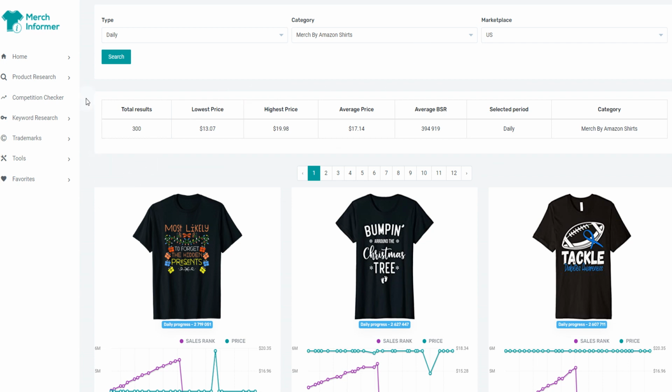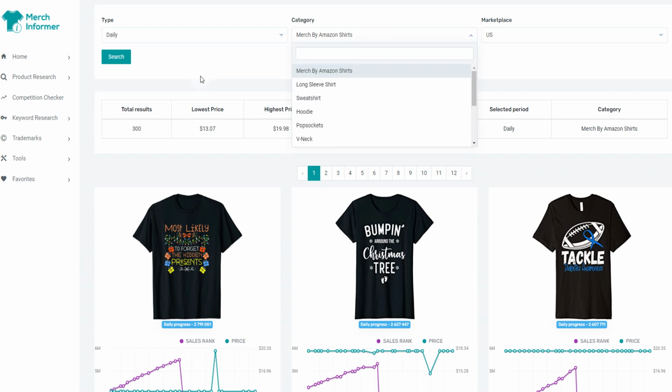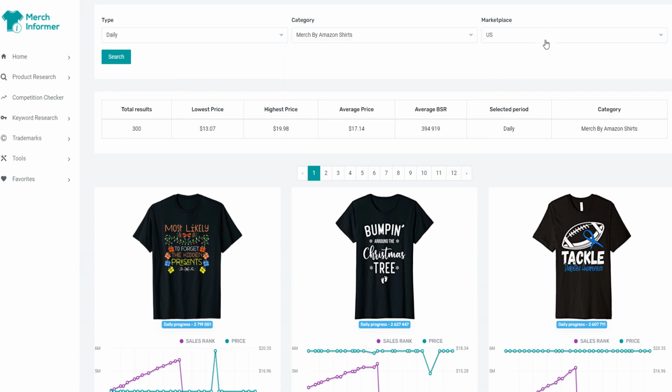This is what I talked about yesterday or the day before. And basically, this is what tracks daily. It could be weekly or monthly. Spikes in sales. You can select what you're looking for. This is Merch by Amazon shirts in general. And the marketplace is the U.S., so this shows you, for example, what we're looking at, total results, average price, all that kind of stuff.